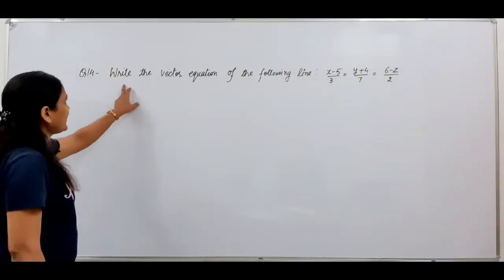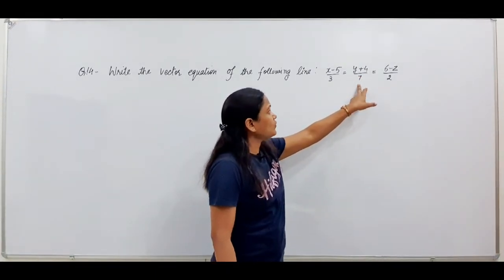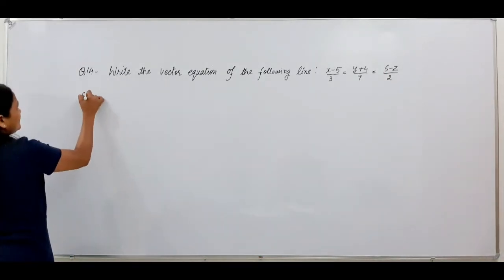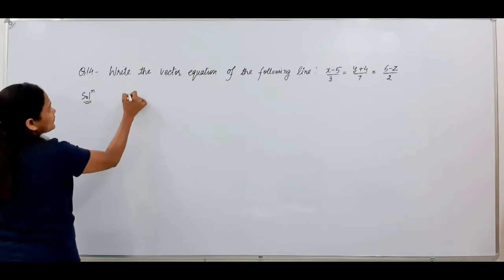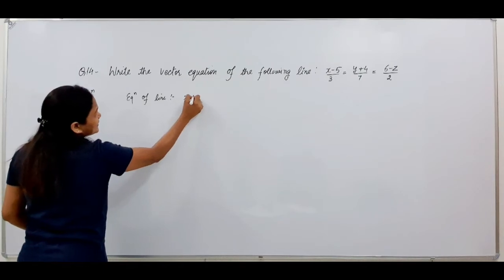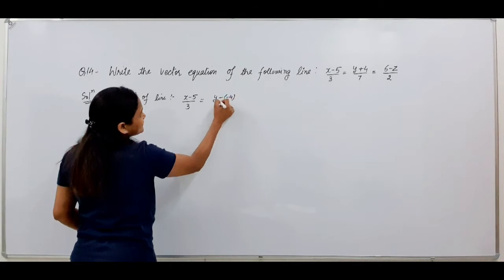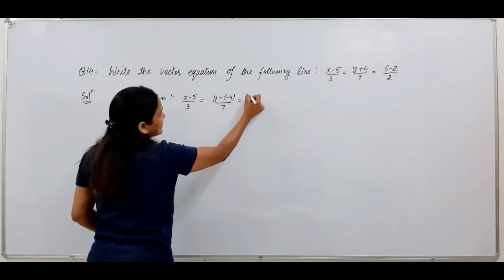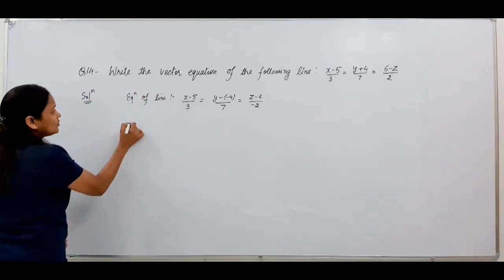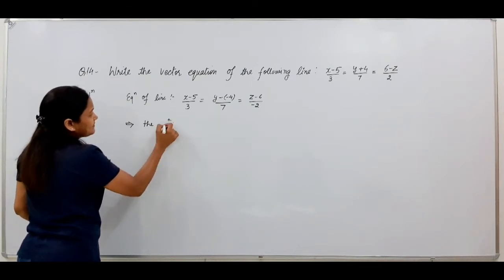Your 14th question is, write the vector equation of the line x minus 5 upon 3, y plus 4 upon 7 and 6 minus z upon 2. So let us write it in standard form. So the equation of line is x minus 5 upon 3 and this can be written as y minus 4 upon 7, and if you take minus common from the top, then the denominator will become -2.